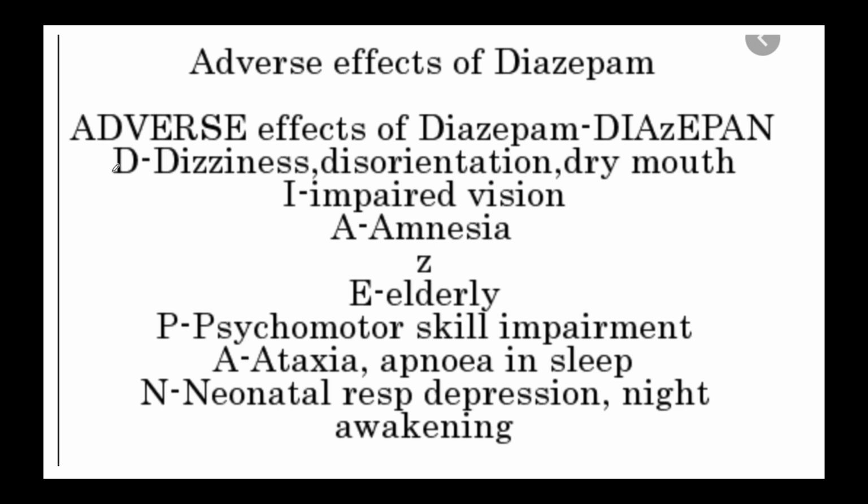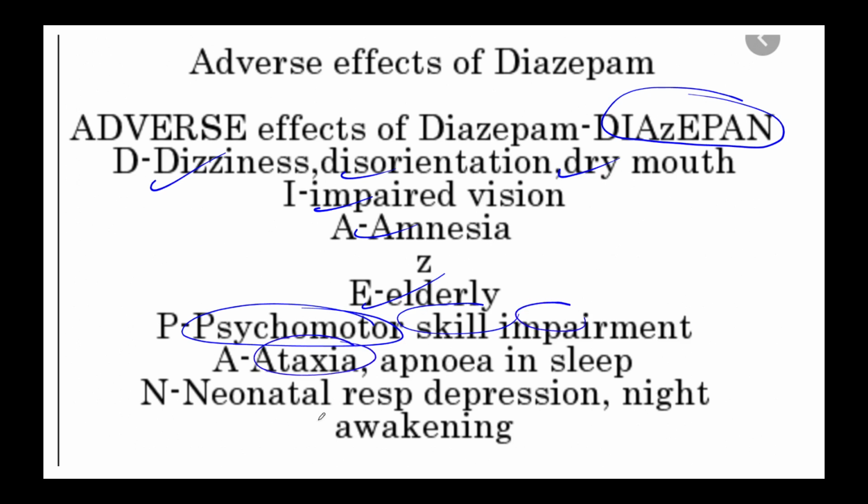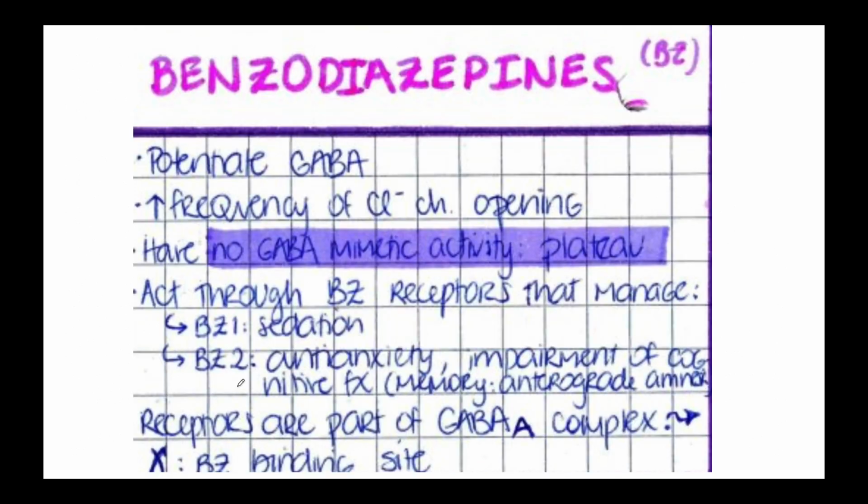Now what are the adverse effects of diazepam? You can easily remember with diazepam. D for dizziness, dry mouth, disorientation, impaired vision, amnesia, which is more common in the elderly. There is psychomotor skill impairment, ataxia, neonatal respiratory depression, night awakening. All these are the adverse effects of diazepam.